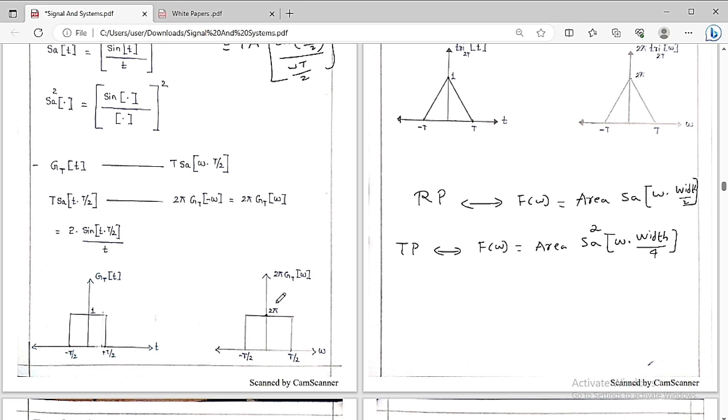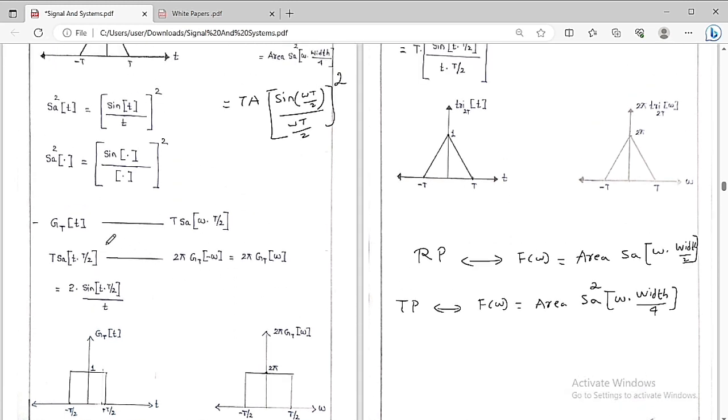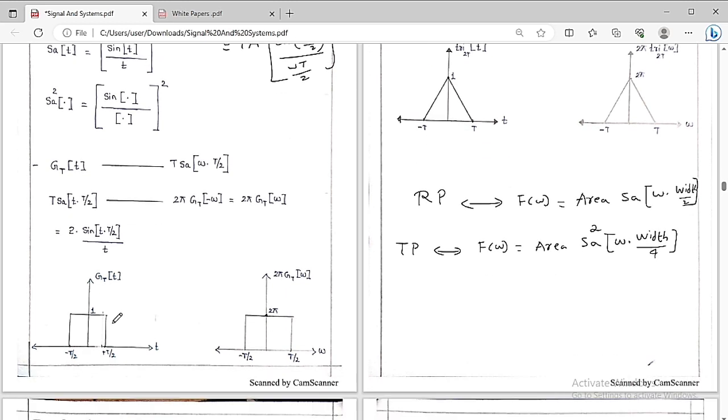This is what I am trying to tell you. This is the point you always have to keep in your mind. Therefore, this is T by 2 and this is minus T by 2. So for g_T of t, it is a single pulse with a magnitude of 1 and a width of T, so plus T by 2 and minus T by 2 in the time domain.